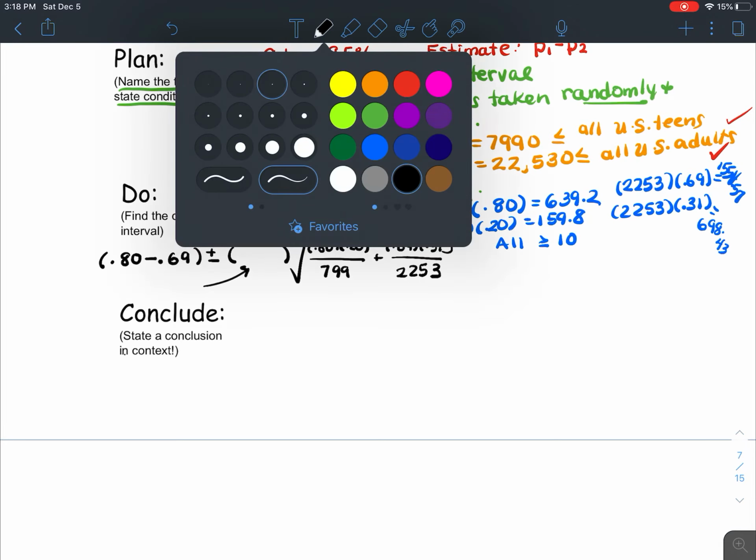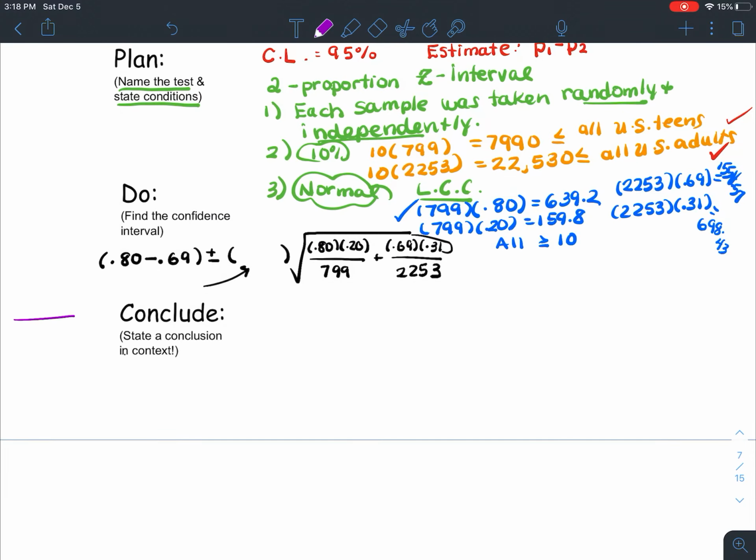Now, this was a 95% confidence interval, so I want to use a z-score that would be associated with a 95% confidence interval. Remember, that means the middle section here would be holding 95% of the data.